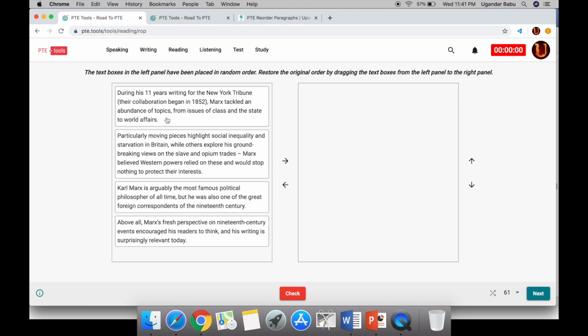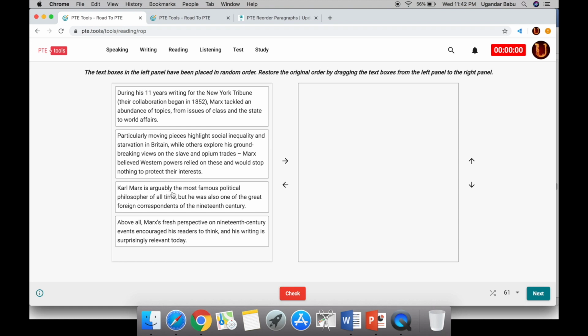Abundance of topics, this is a general noun. Particularly moving pieces, this is a specific noun. So this should follow the previous sentence. Karl Marx is arguably the most famous political philosopher. Here they have mentioned the full name. So Marx is the acronym for Karl Marx. Therefore, this should not be the independent sentence.